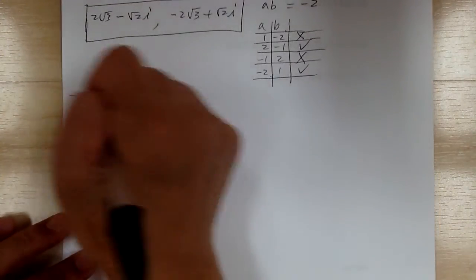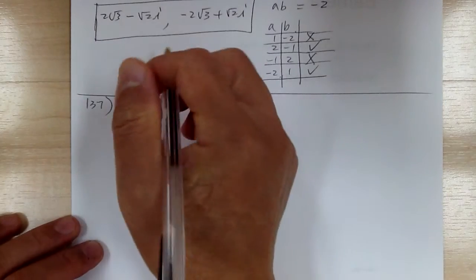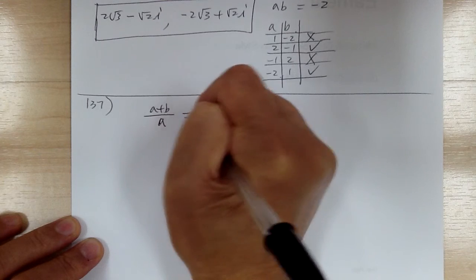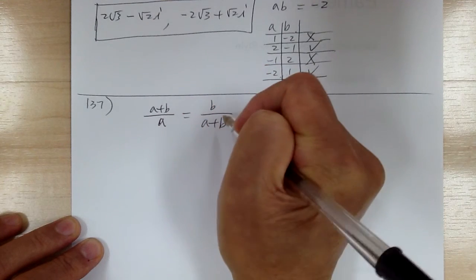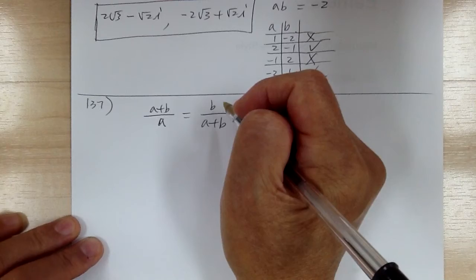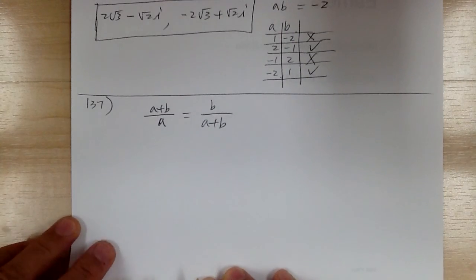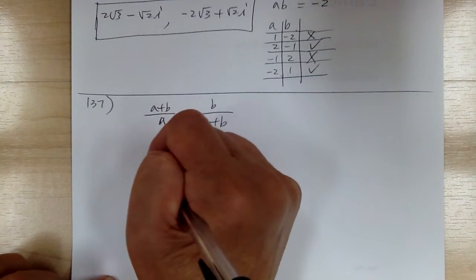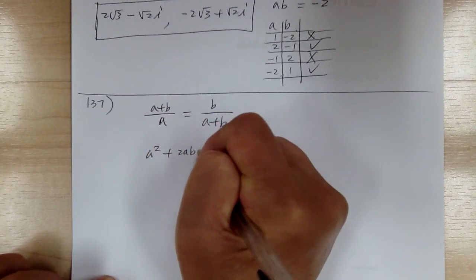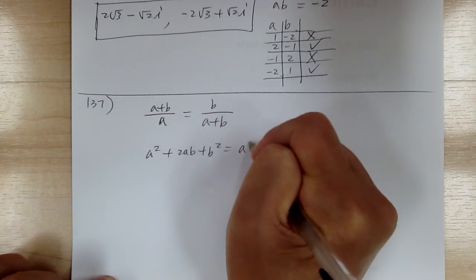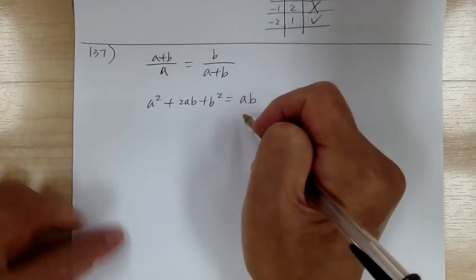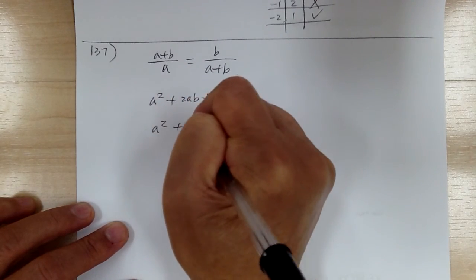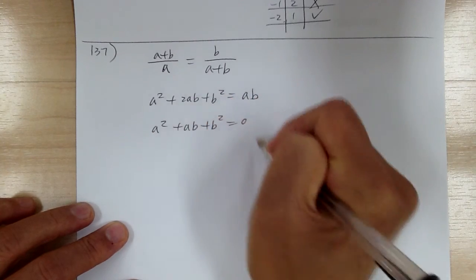Okay, let's go to number 137. So you got (a plus b) over a is equal to b over (a plus b). And you want to show that a and b cannot both be real. Well, first let's cross multiply. So you're going to get a squared plus 2ab plus b squared equal to ab. Cross multiply, and then make it equal to 0, so minus ab on both sides. So you got a squared plus ab plus b squared equal to 0.